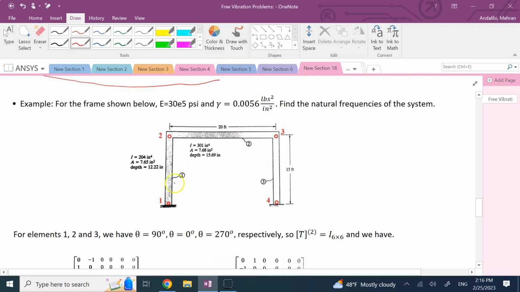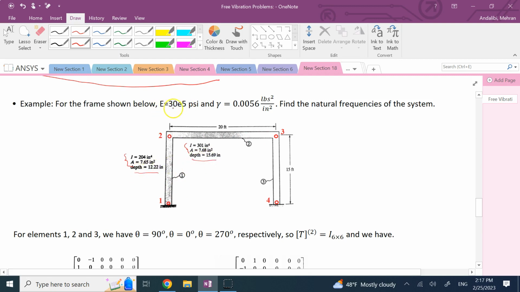matrices. So we're going to look at a frame that has 3 elements, element 1, 2, and 3, and 4 nodes, nodes 1, 2, 3, 4. And the length of these members are 15 and 20 feet. The I and the A for members 1 and 3 are given here, and the I and A for member 2 is given here. Okay, and you also have the depth for them.